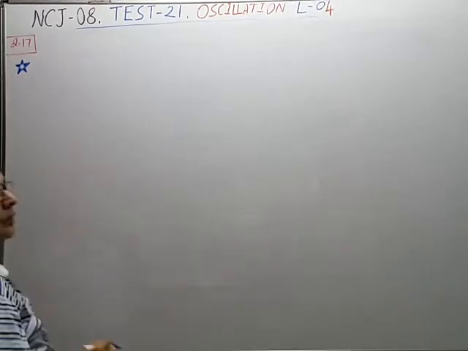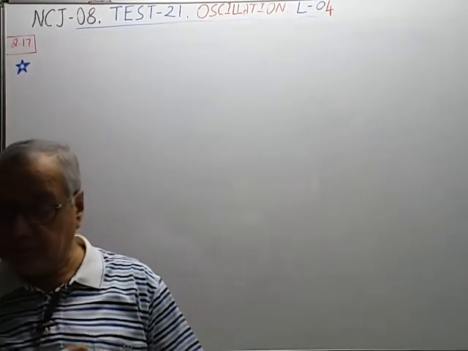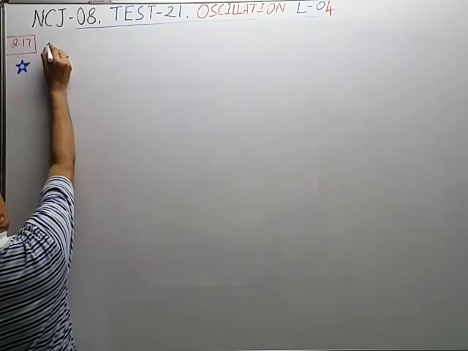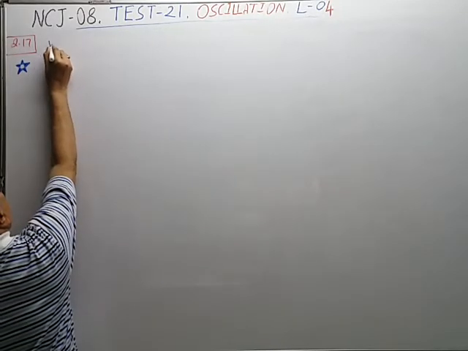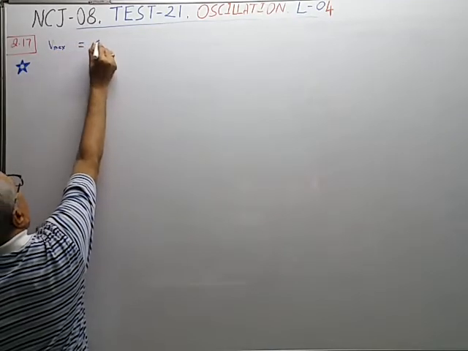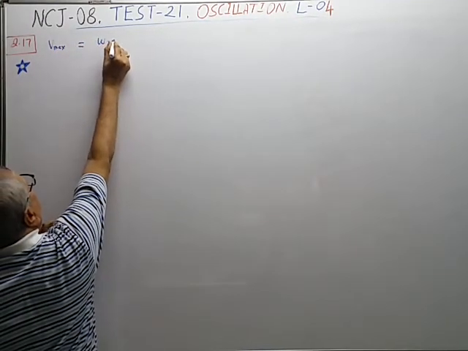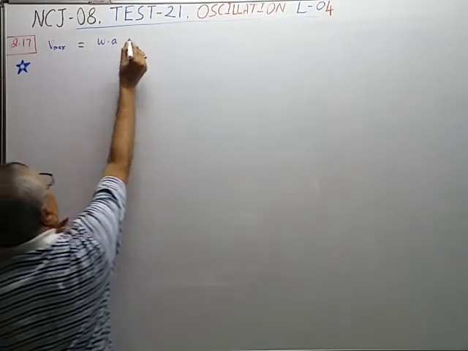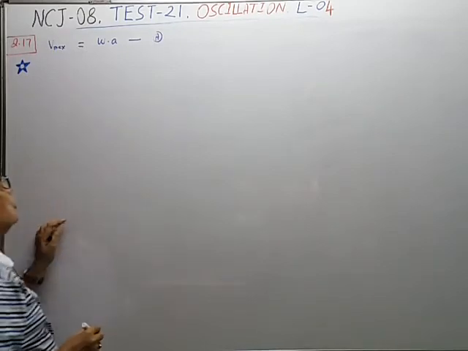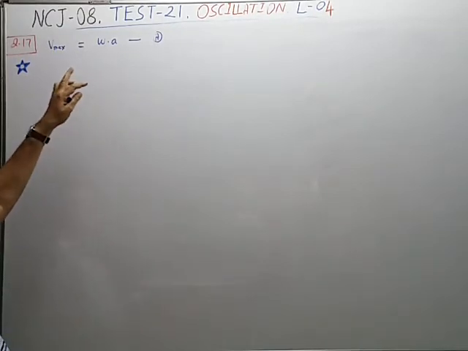So here we have to find the maximum velocity. So Vmax is equal to omega into A, where A is the amplitude. This is equation A. So you have to find omega and you have to find A.